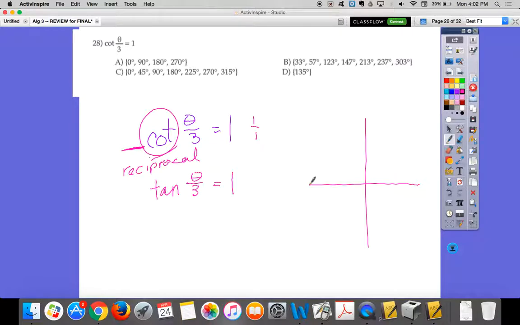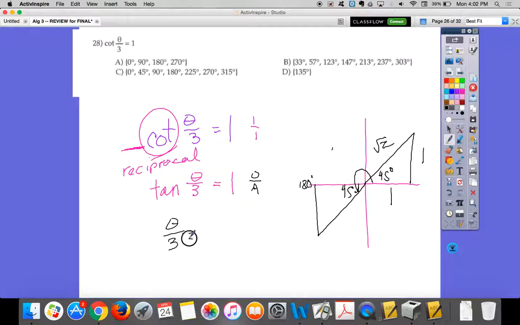So break that down a little bit further. Where is tangent positive? All students take, there's our T for tangent. Now remember, tangent is opposite over adjacent. That's 1 over 1, right? So opposite is 1, adjacent is 1. That should ring a bell. This side is square root of 2. That makes this a 45-degree reference angle. So if this is 45 degrees, we can figure out how much that big angle is by adding it to 180. So we've got theta over 3 equals, first quadrant answer is 45. Third quadrant angle is going to be 180 plus 45, which is 225.